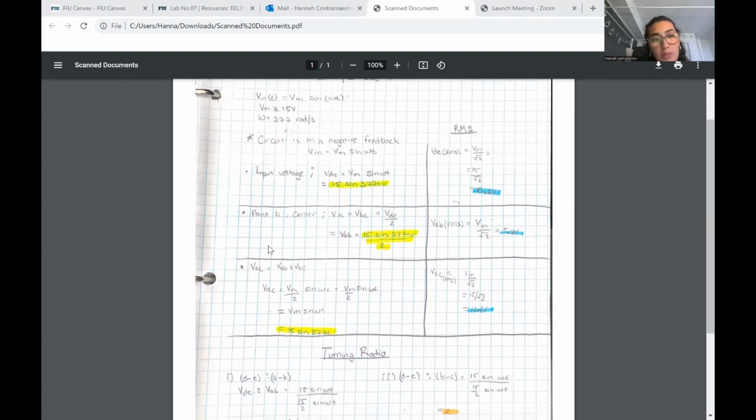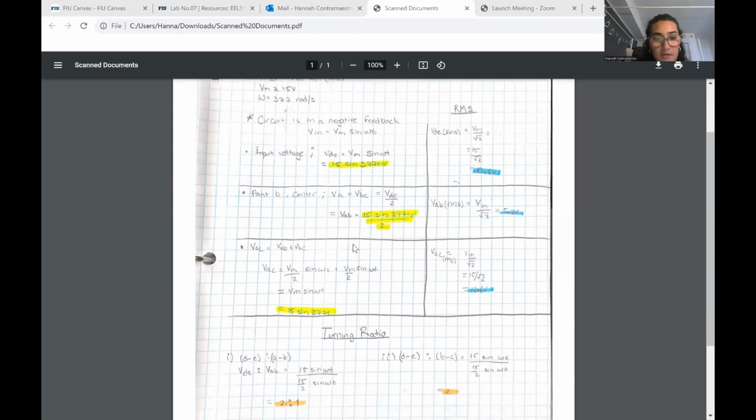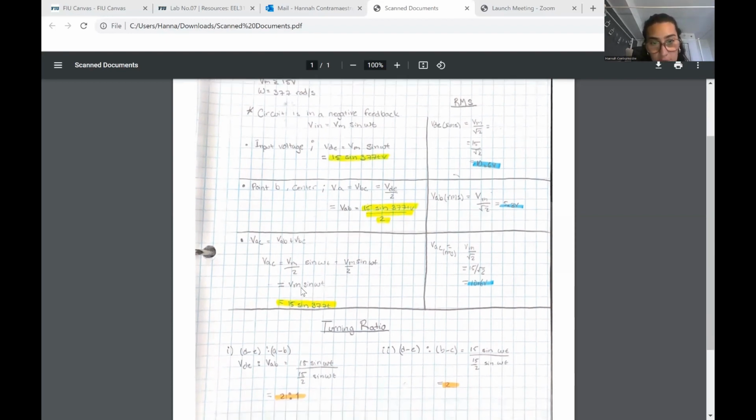And then for our point AB or VAB, that's the center input, so we do the 15 sine 377t V over 2. That's highlighted right here, on the left side. And then for our VAC, we do our Vm sine omega t, and it's equal to 15 sine 377t.